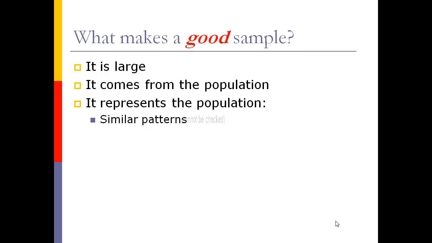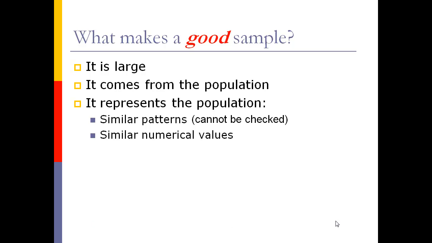The problem with that is that we cannot check if this happened or not. The only way that we can check if the sample has the same patterns as the population is to actually collect data from the whole population and compare them. And of course we can't do that. We don't have the population. So this is one thing that we would like to have, but we cannot check if it actually happens.